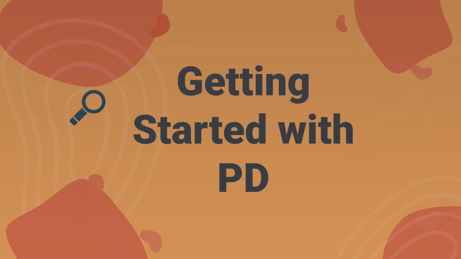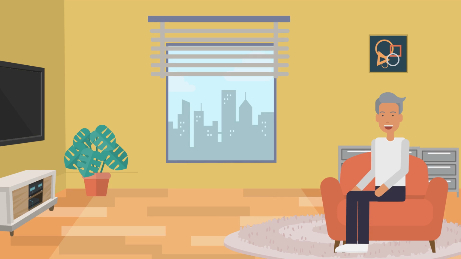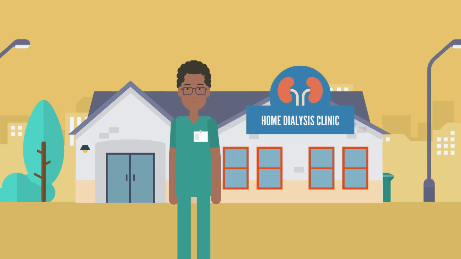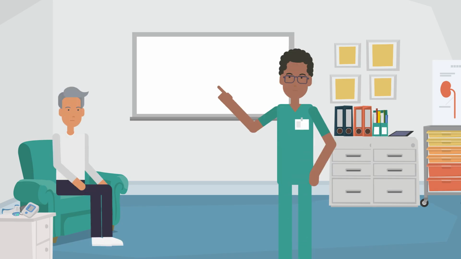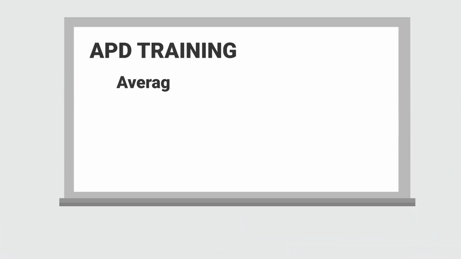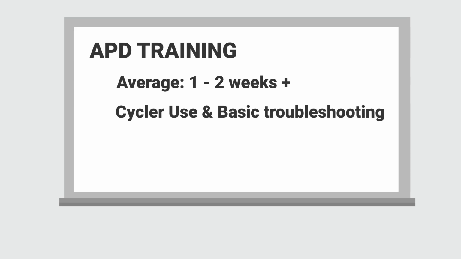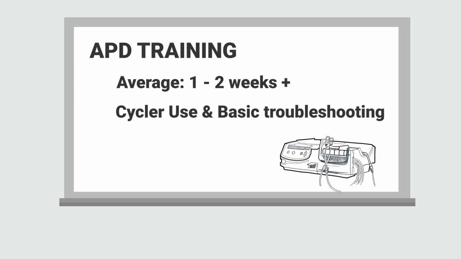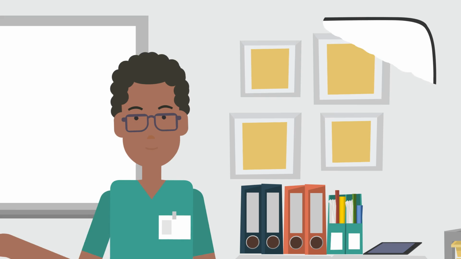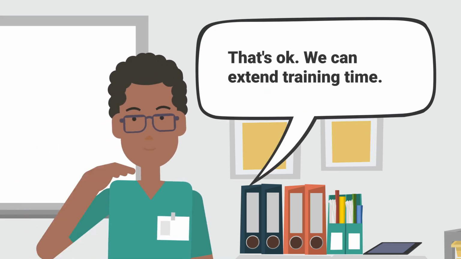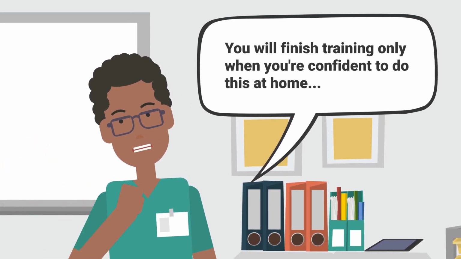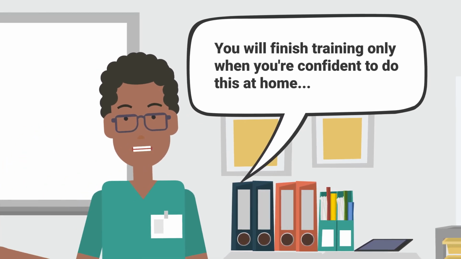Getting started with PD. The good news is that PD is done at home. But before you can start, you will need training from a PD nurse, typically lasting 1 to 2 weeks. APD may take longer with additional training on how to use the cycler and troubleshoot machine-related issues. Each individual has a unique learning ability, so that training can be shorter or longer. The goal is for you to feel confident and independent to perform PD safely at home.